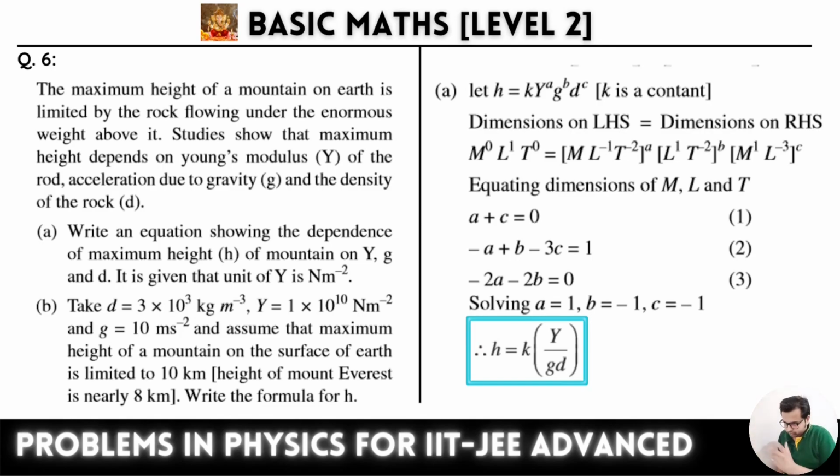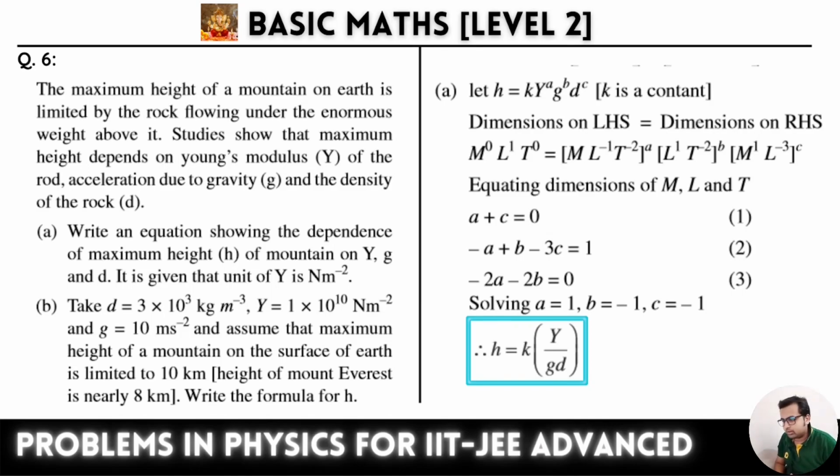Solving it, you can very easily get a is equal to 1, b is equal to minus 1, c is equal to minus 1, and putting the values, you get the formula: H is equal to k Y upon g d. So see how magical it is. Using the principles of dimension, we establish the relation of the maximum height of a mountain on the given parameters.